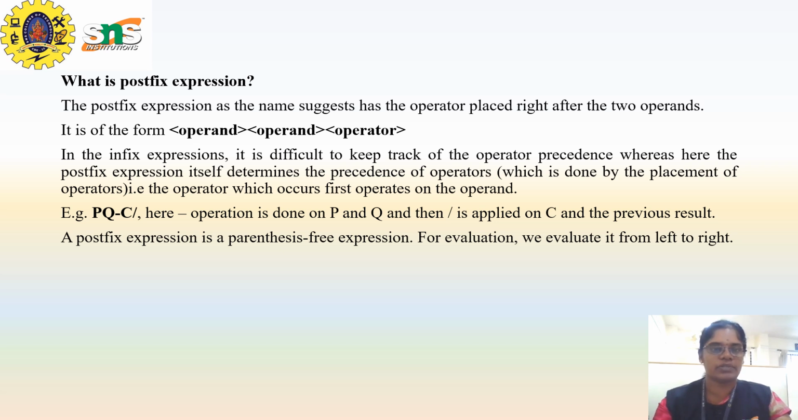What is postfix expression? The postfix expression, as the name suggests, has the operator placed right after the two operands. It is of the form operand, operand, then operator. In infix expressions, it is difficult to keep track of the operator precedence, whereas here the postfix expression itself determines the precedence of operators, that is, the operator which occurs first operates on the operands. Example: p q minus c slash. Here the minus operation is done on p and q, and then slash is applied on c and the previous result.